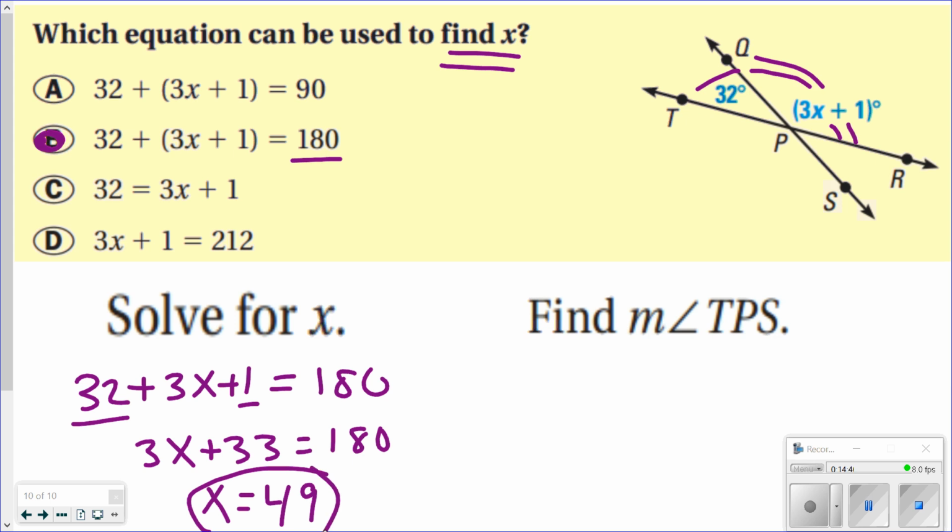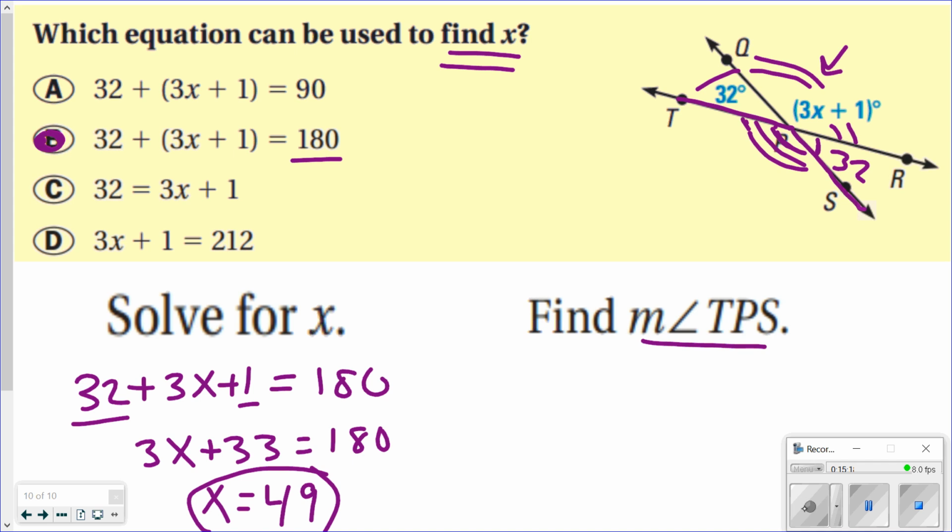All right, now what is the measure of TPS? Well, TPS is this angle right here. So I don't really know much about this angle, and I'll use 3 tick marks here, except for RPS, this angle right here, has to be 32. Why? They're vertical angles.